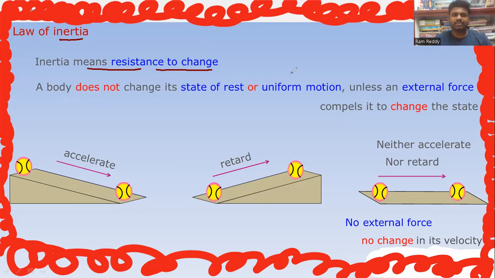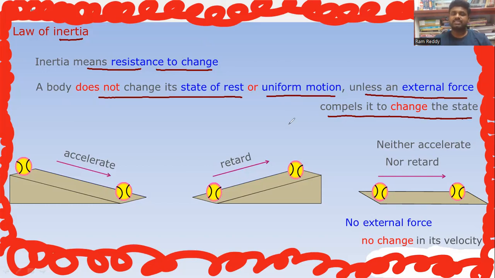And we'll take an example here. A body does not change its state of rest or uniform motion unless an external force compels it to change the state. Someone has to compel the object, and only then is the object moving from one place to another. Otherwise the object stays at rest.